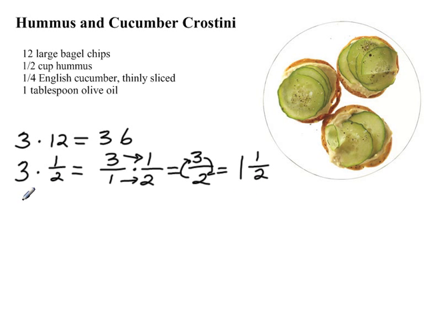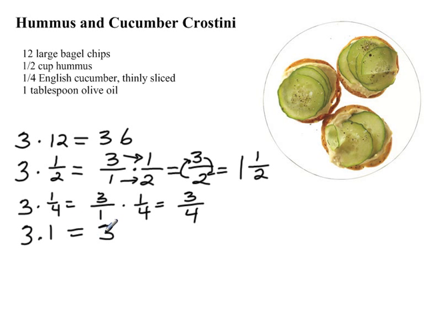And then the same with the cucumber, 3 times 1/4. I can also write that as 3 over 1 times 1/4. And so I get 3/4 of a cucumber. And finally, 3 times 1 tablespoon, so I just need 3 tablespoons of olive oil. So this is how I would triple the recipe.